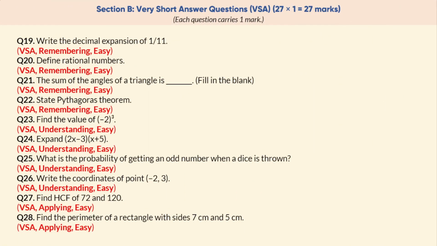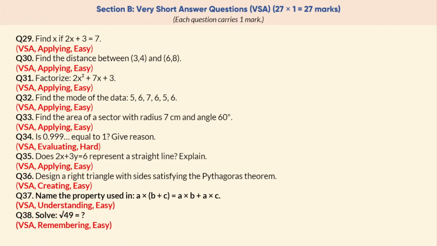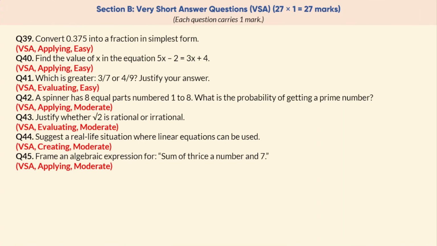Now this is section B, that is very short answer type questions. Here I have given total 27 questions and each question carries 1 mark. Here question number 26 is: write the coordinates of the point (-2, 3). This is very short answer type, understanding level and easy. These are the next questions from section B. And these are the last questions from section B.